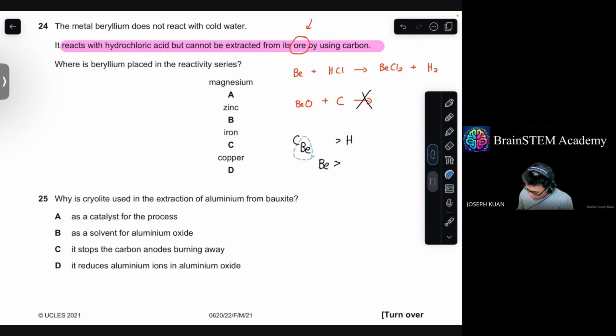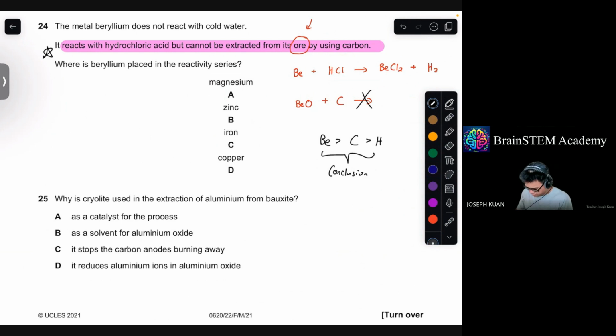So essentially, let's combine these two, like inequalities. Beryllium is stronger than carbon and also stronger than hydrogen, and carbon is stronger than hydrogen. So essentially, you get this conclusion from the statement. So which answer is the best?